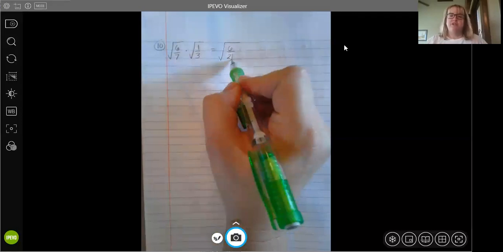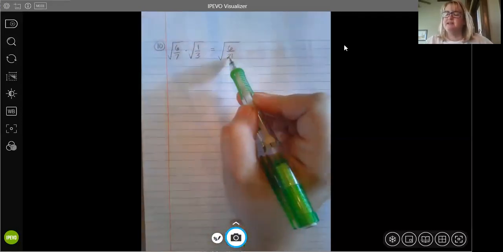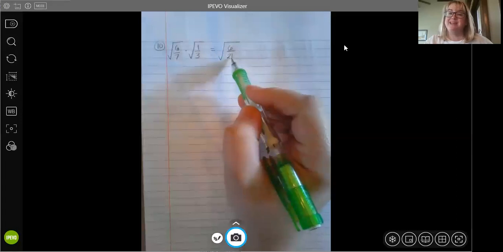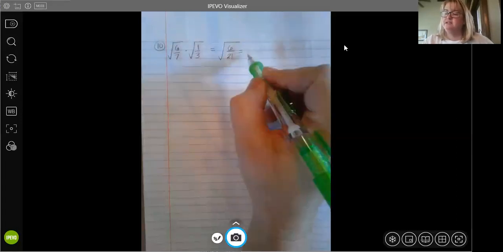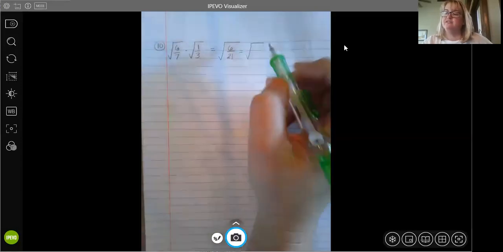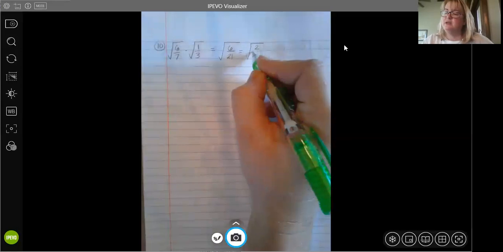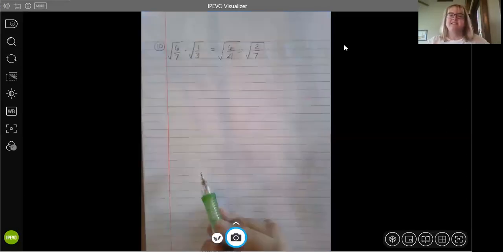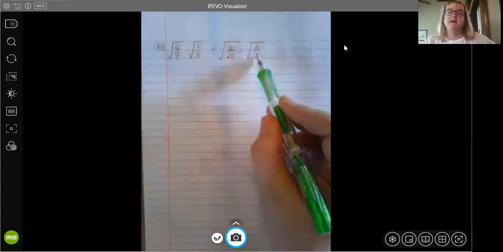All right, one thing I want you to notice is that this fraction under the radical sign is not in simplest form. So we need to make it in simplest form. Remember, we're trying to simplify everything. So if we were to do that, we could divide both by 3. 6 divided by 3 is 2. 21 divided by 3 is 7. So this is the square root of 2 over 7.